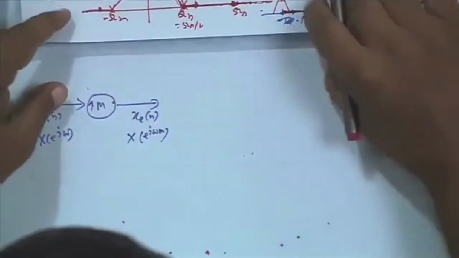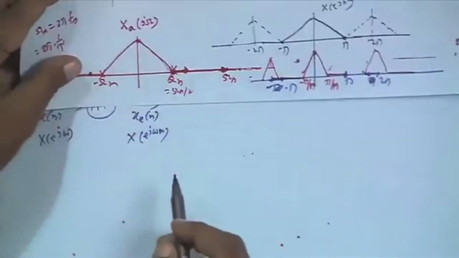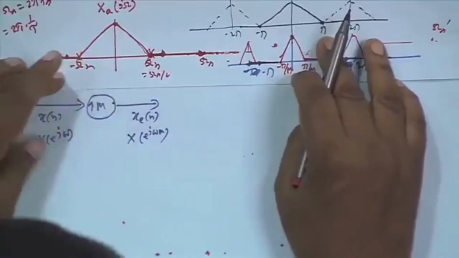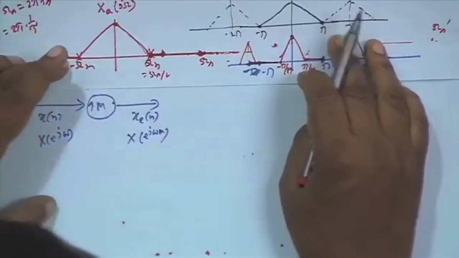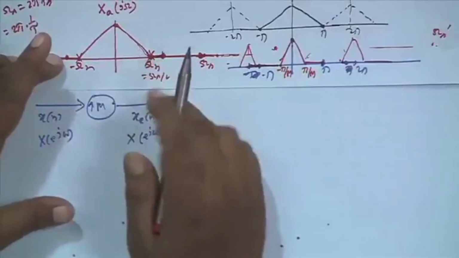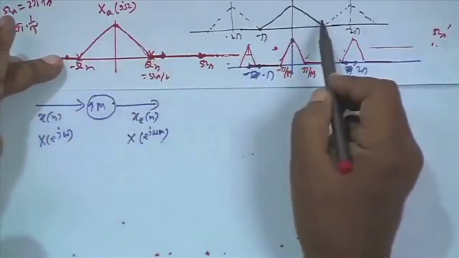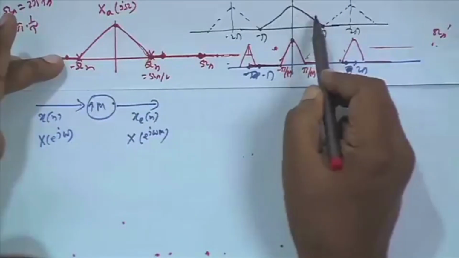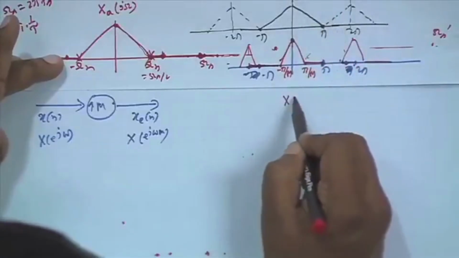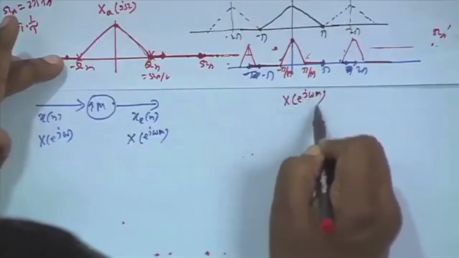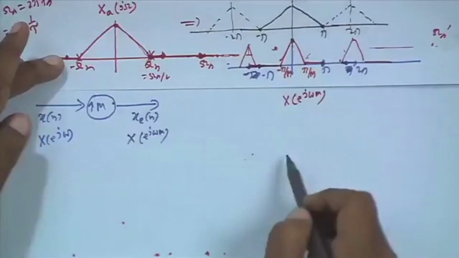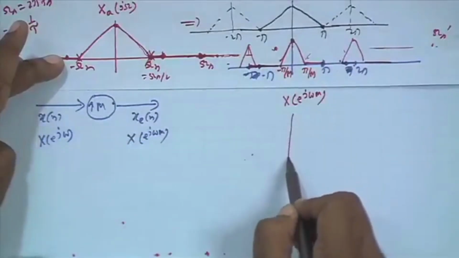Now, I have taken this to be my original X_a(jω), right? And this was my original X_a(jω). This was sampled at just the Nyquist rate, and that was the DTFT, X_e(e^{jω}). So, what is X_e(e^{jωM})? If this is my X_e(e^{jω}), what is X_e(e^{jωM})? So, I plot it.